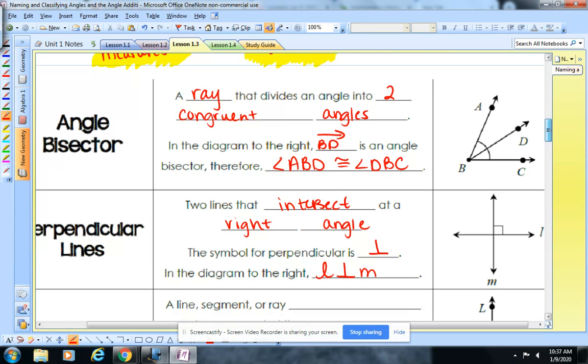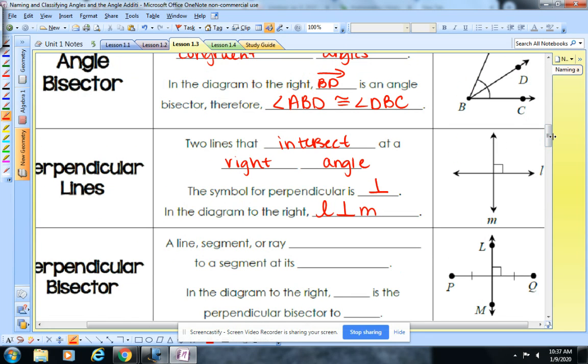So a perpendicular bisector does exactly what it says. It's a line, a segment, or a ray, or anything that is perpendicular to a segment at its midpoint. So a perpendicular bisector does two things. It's perpendicular and it does what a bisector does. What does a bisector do? Makes two congruent pieces. So if something's a perpendicular bisector, it must cross that line at the midpoint, right? Because the midpoint is the middle part of a segment.